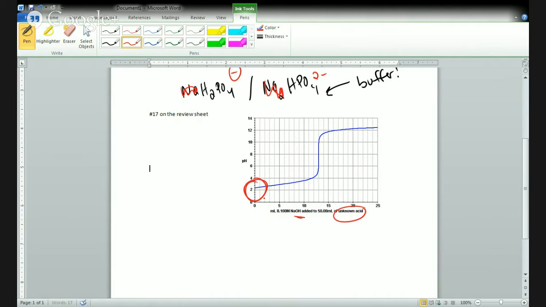I must know that that unknown is acidic in nature. If we were titrating a base, our pH would start high and then end low. So that's how you know on number 17 that the unknown is acidic in nature, because that pH is low, and it also tells us on the y-axis. So I hope that you found that question helpful.